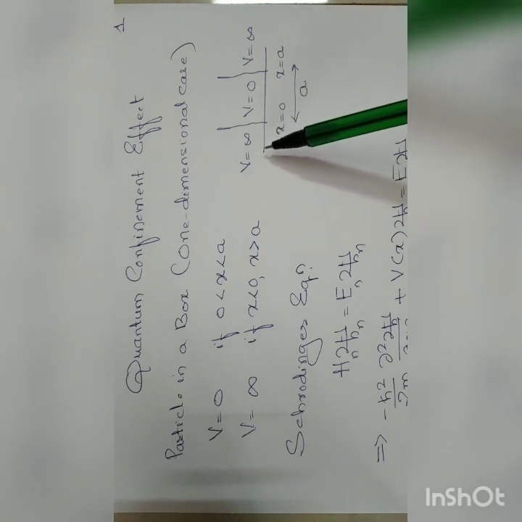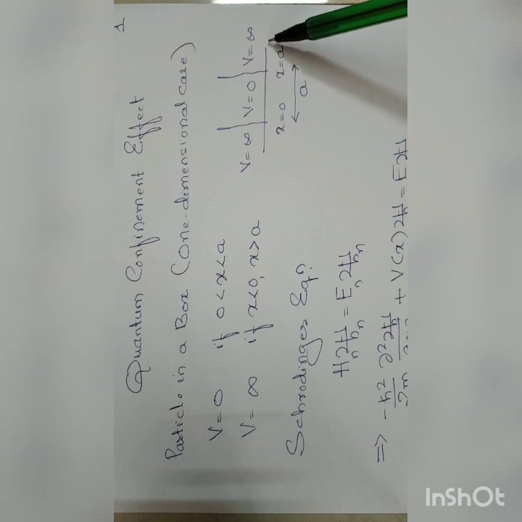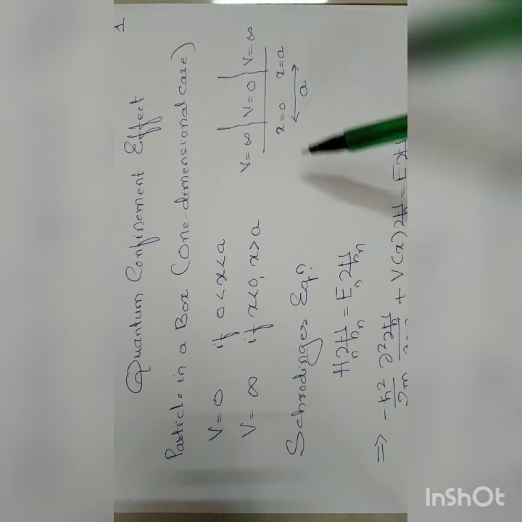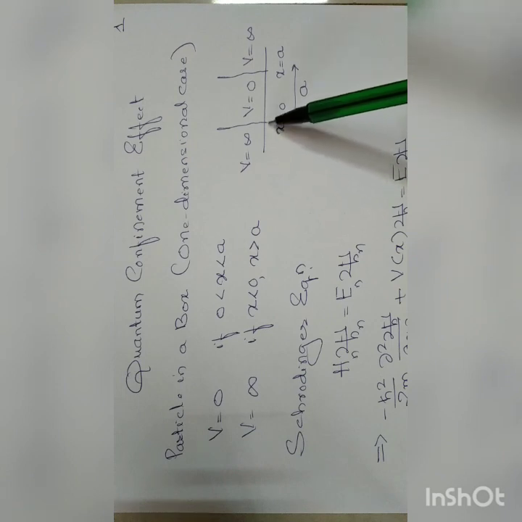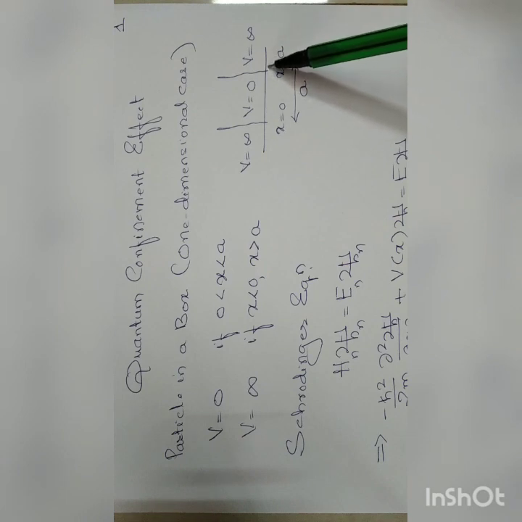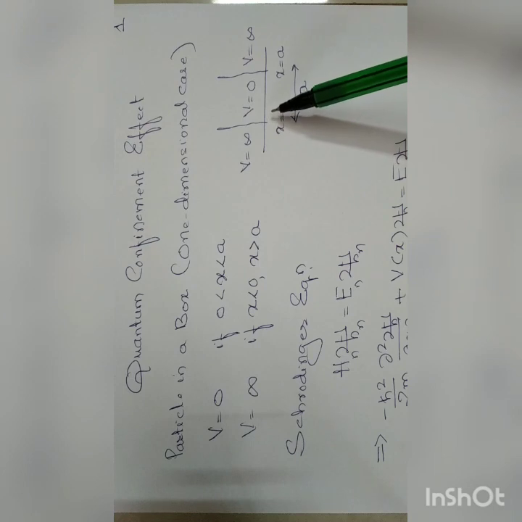You have one dimension here as a horizontal line. There are two boundaries. X equal to 0 is this boundary. X equal to a is another boundary. Therefore, the total length between x equal to 0 and x equal to a is nothing but a. So we can say here a is basically the width of the box.